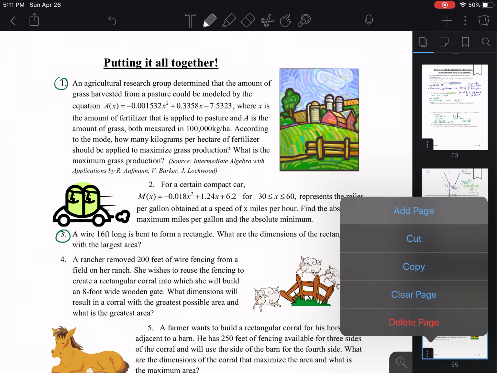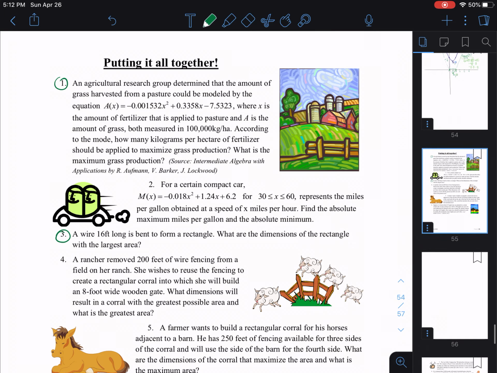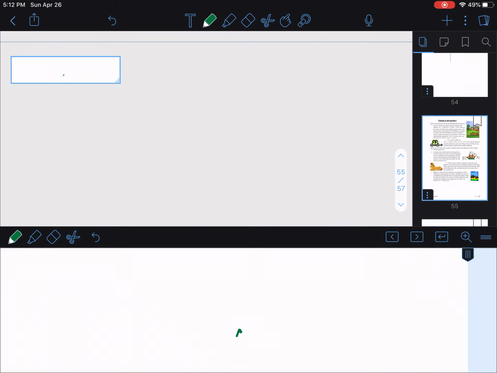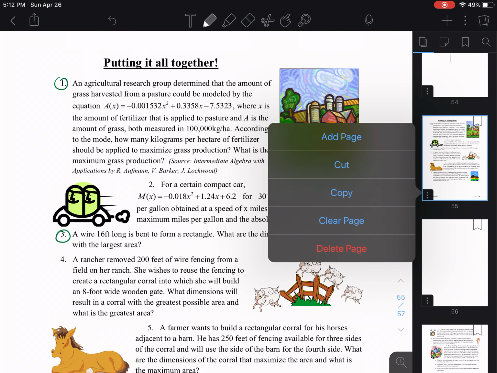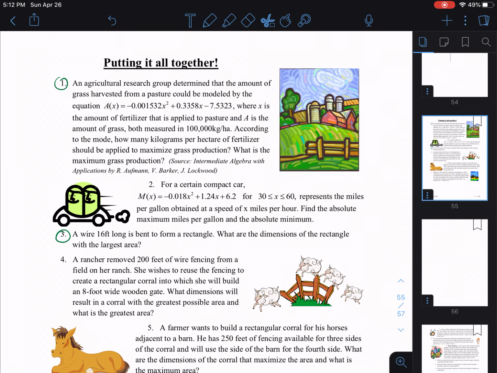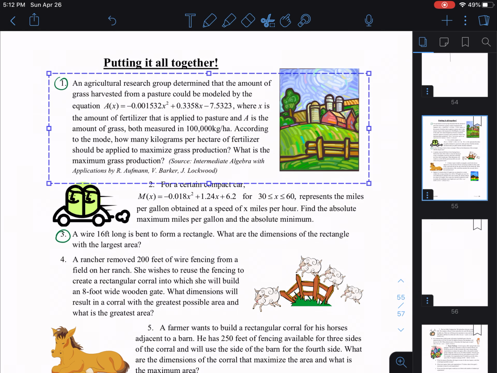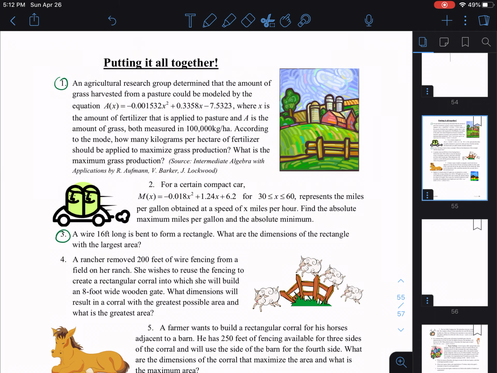So let's see, add page. Oops, I thought I copied it. Let's do it again. Copy.